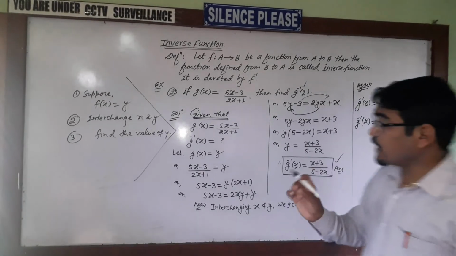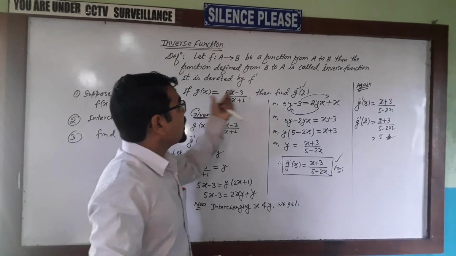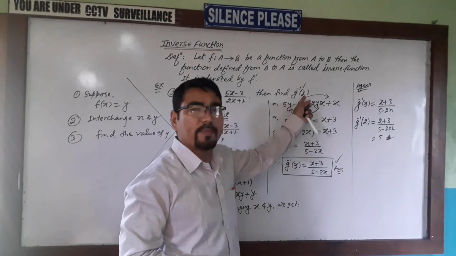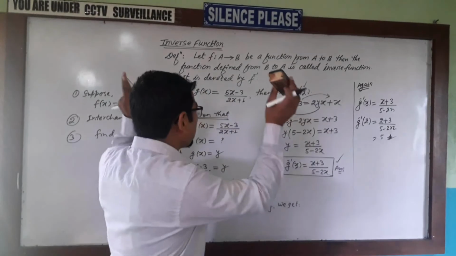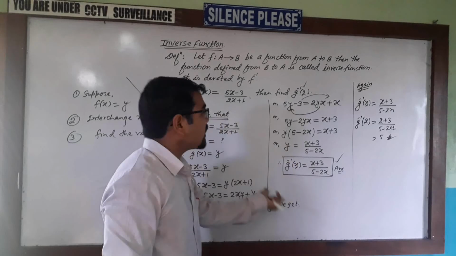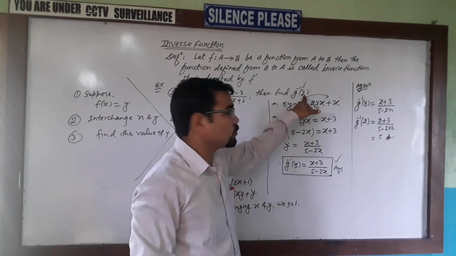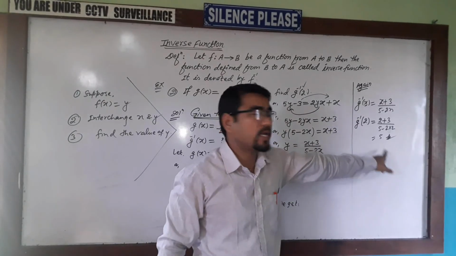Never get confused. If one function is given and it asks to find g inverse 2, g inverse 1, or whatever value, then similarly we have to find the inverse function first of all. Find the inverse function, then finally in place of x, we substitute 2. Like this we can do.